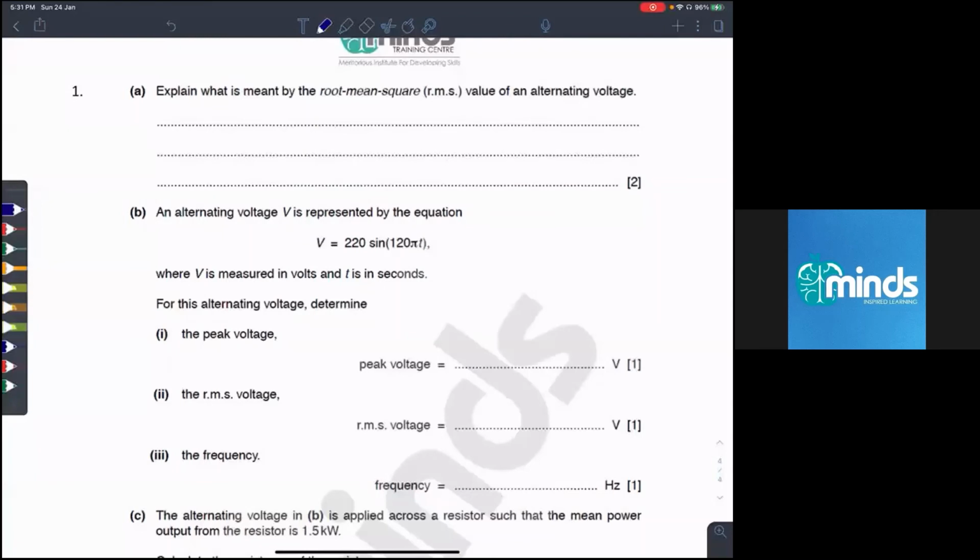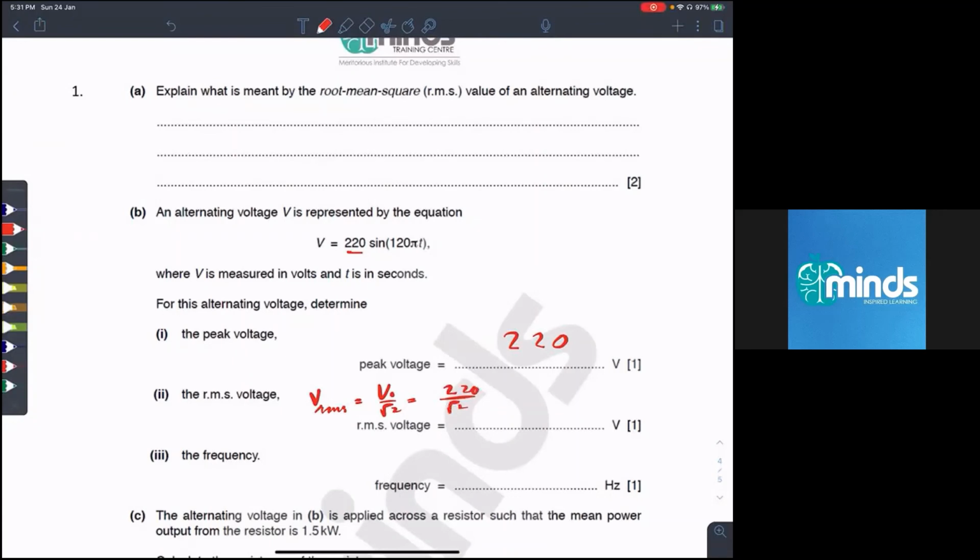An alternating voltage is represented by the equation V = 220 sin(120 pi t), where V is measured in volt and t is in seconds. For this alternating voltage, determine the peak voltage. So this is the peak value, 220 volt. The RMS voltage, remember, is given by V naught over square root of 2. So 220 over square root of 2.